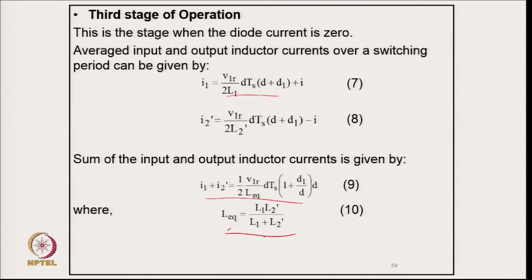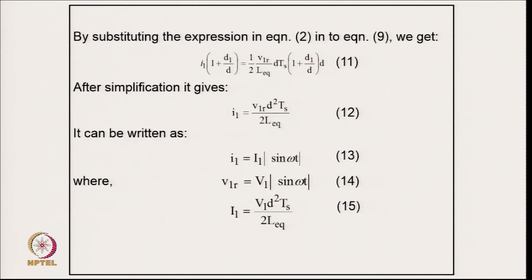And you have equivalent inductance for both. So, by substituting that, you can find out the I1 value, and in I1 you have VLR, you keep the value of VLR. So, you can call it this is the current following in DCM.